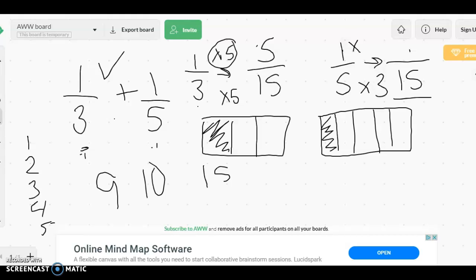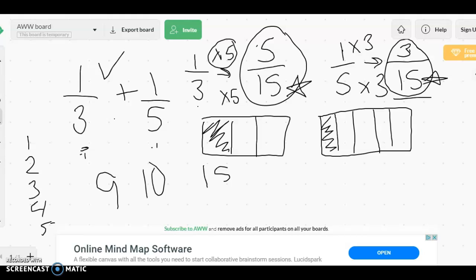Now I'm going to do the same thing to the top. 3 times 1 is 3. So when I look at my new fractions, what's my denominator doing now? Is it the same? It is. 15 over here, 15 over here. So now I'm just going to add those little guys. 5 over 15 plus 3 over 15. Wonderful. Now we can add straight across. 5 plus 3 is 8.